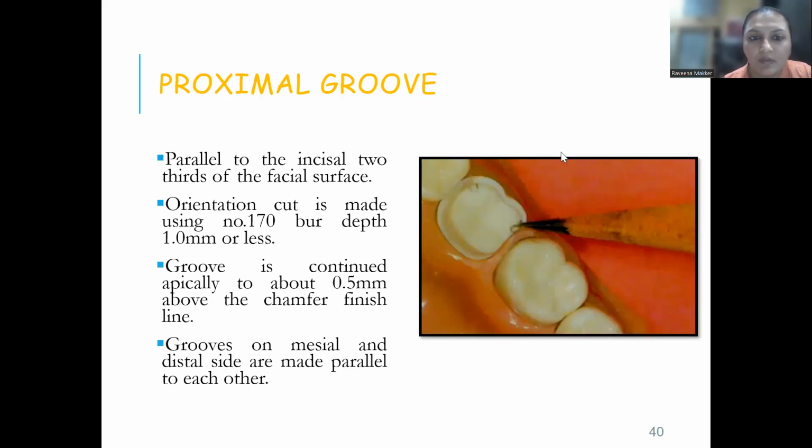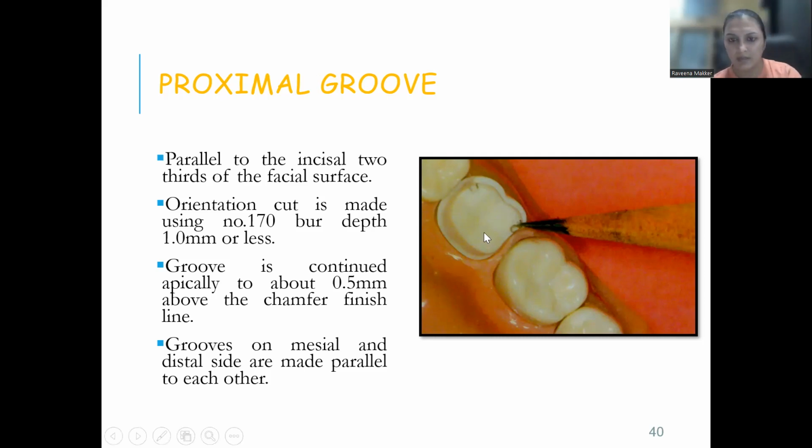Then proximal groove. It is placed parallel to the incisal two-thirds of the facial surface. Orientation cut is made using number 170 burr with a depth of 1.5 mm or less. Groove is continued apically to about 0.5 mm above the chamfer finish line. Grooves on mesial and distal side are made parallel to each other.